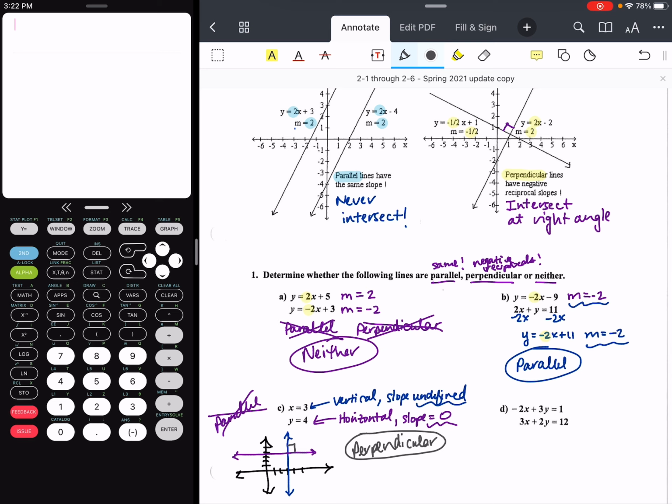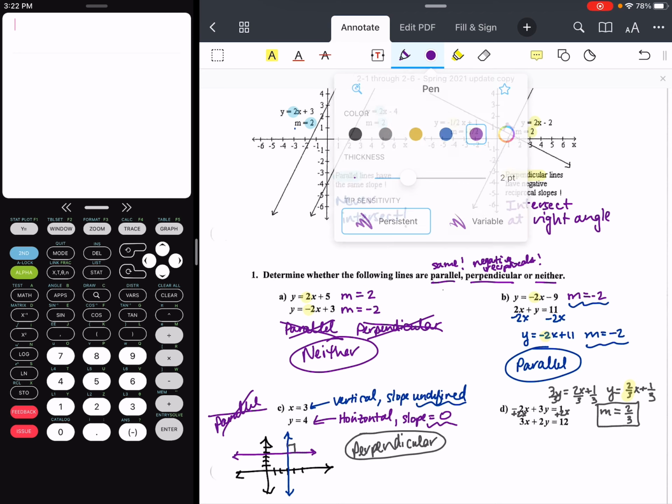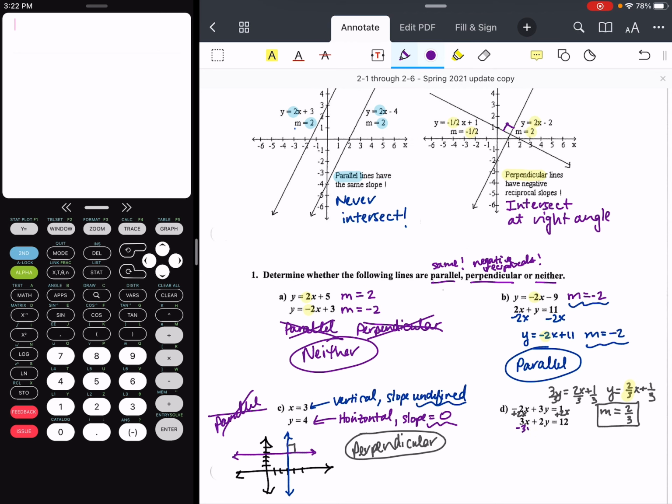All right, and then when we get to D, I need to solve both of these for y to identify the slope. So for my top equation, 3y equals 2x plus 1, divide all the way across by 3. So I get y equals 2/3 x plus 1/3. So the slope of that first line is 2/3.